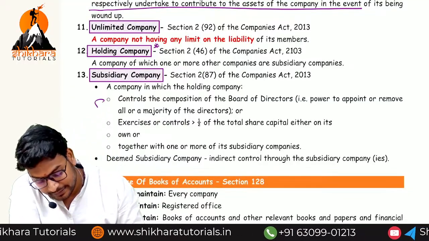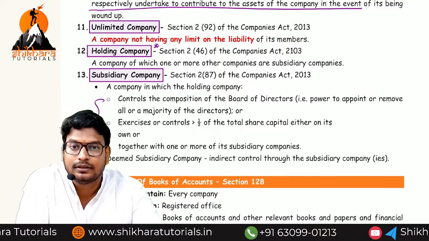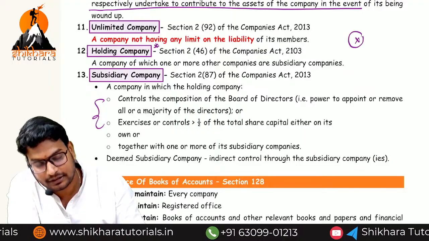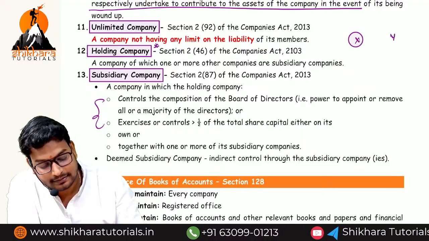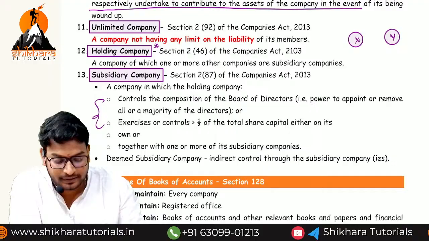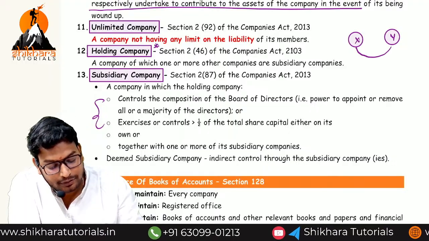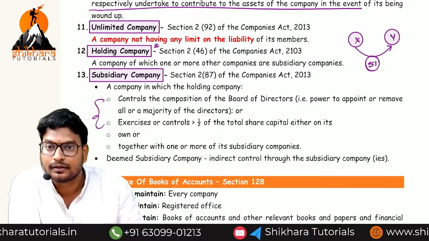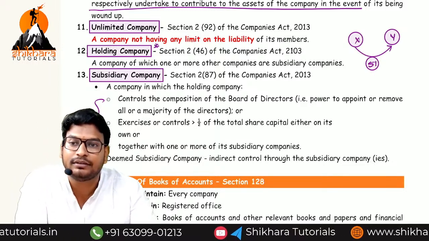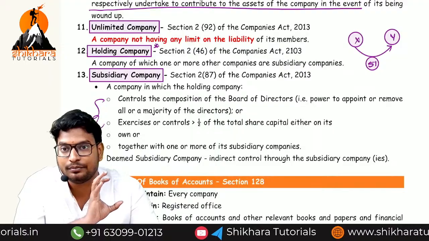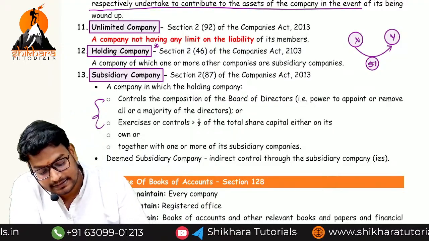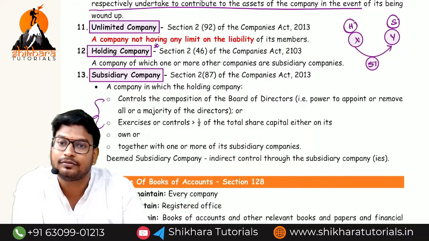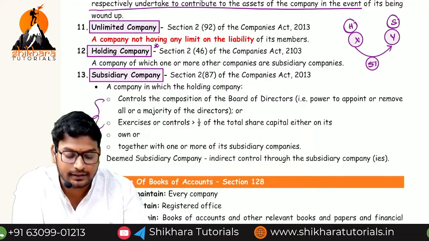So here there are certain conditions. We can take mainly two conditions. For example, let us take X as one company and Y as another company. If X holds greater than or equal to 51%, then X is a holding company and Y is a subsidiary company of the holding company X.